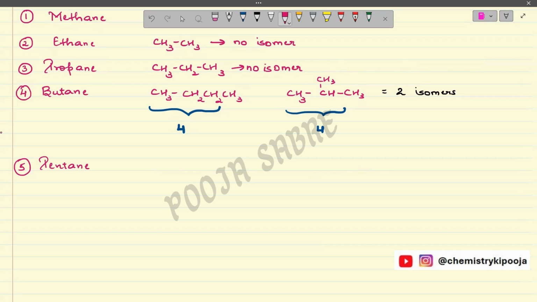Clear? Now, the simple formula is 2^(n-4) + 1. This is the simple formula. Now, what do you mean by n? n is basically the number of carbon atoms, right? Let us take the example of butane. In butane, I have 4 carbon atoms. Let us try to substitute here.